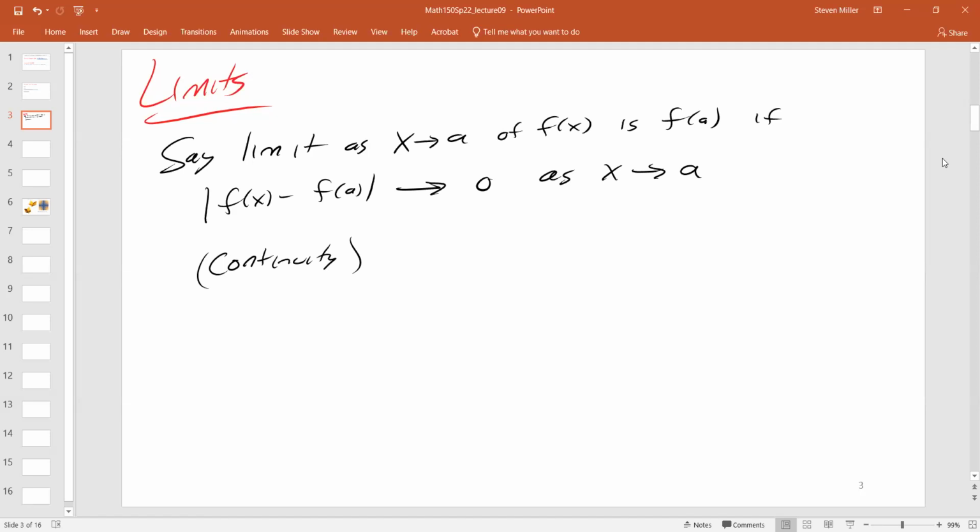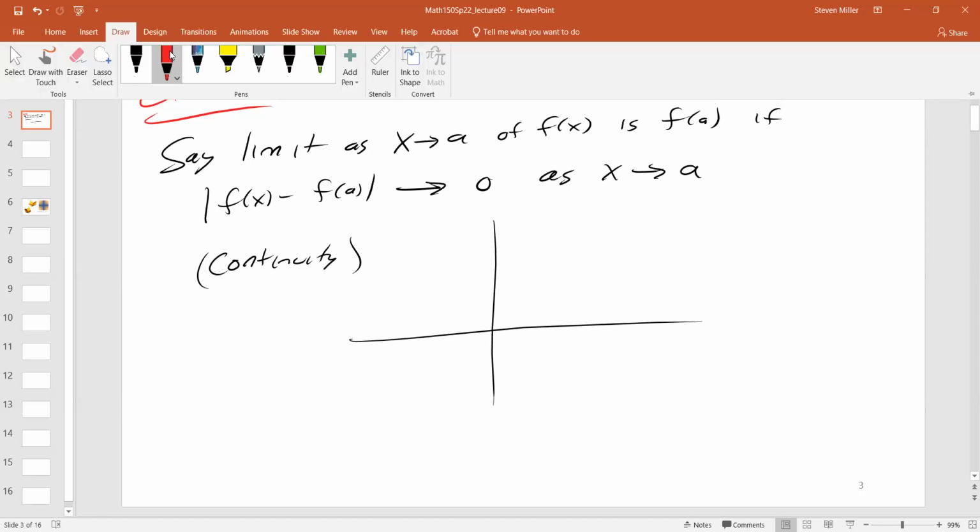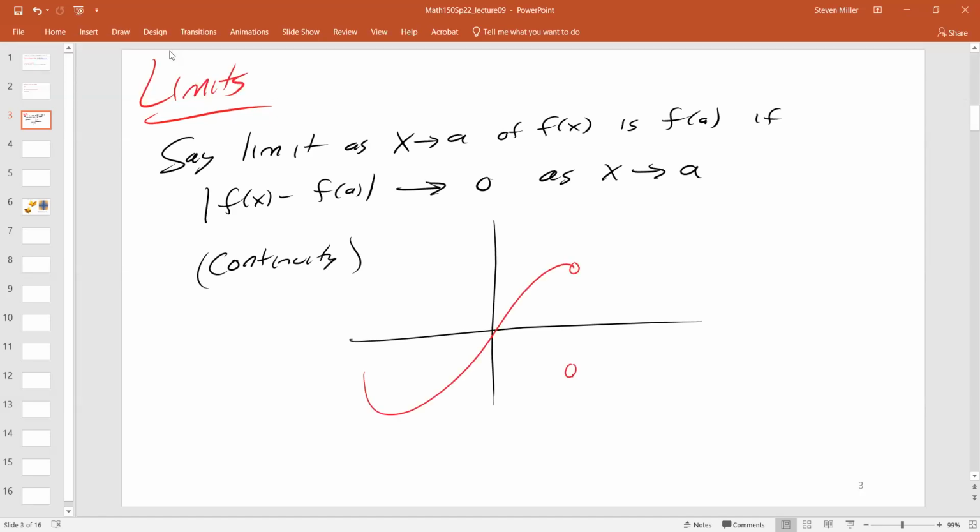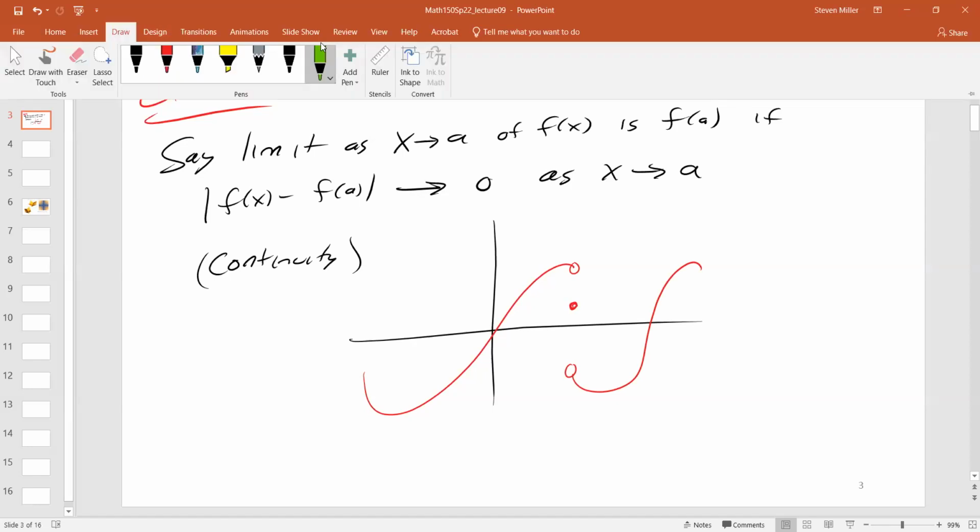closer and closer. So for example, if I give you a plot of a function, there's one point where this function would not be continuous. And it's at that point where I have a split definition. So over here, we would have a discontinuity.